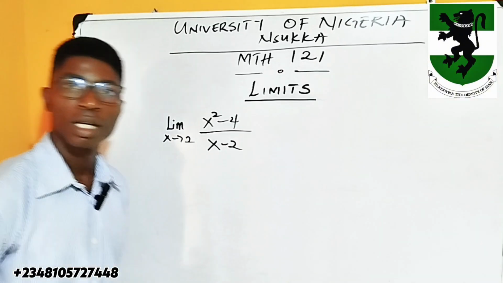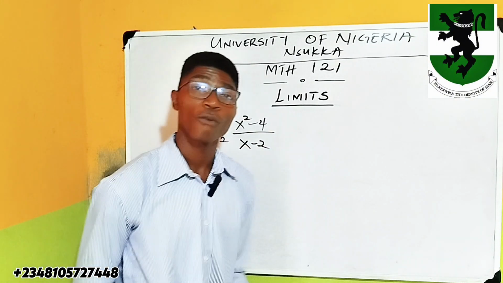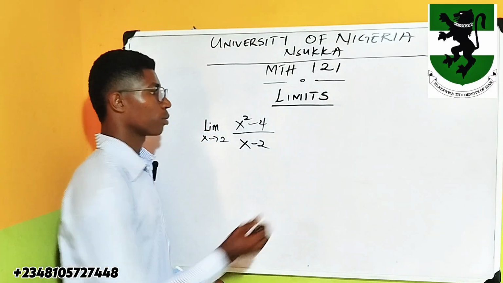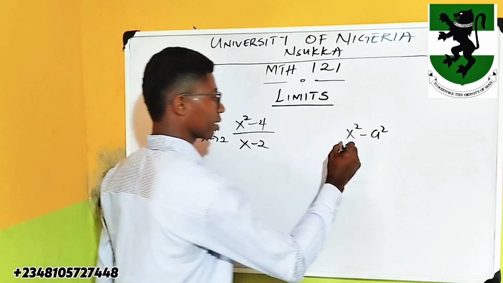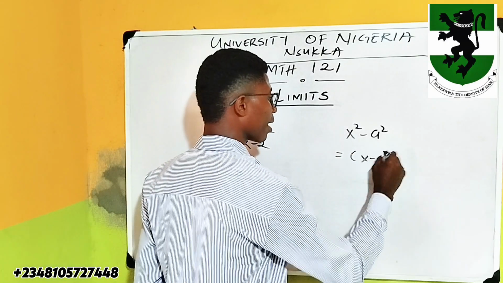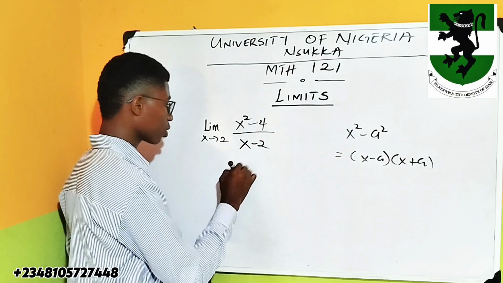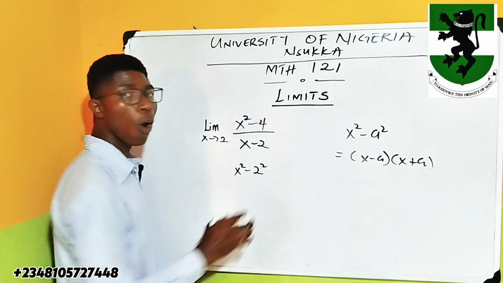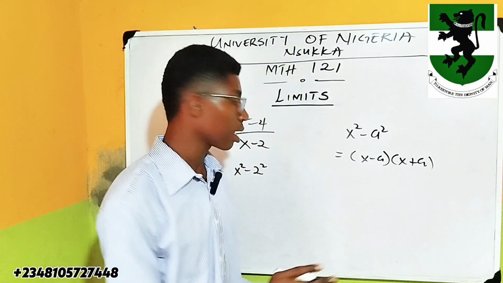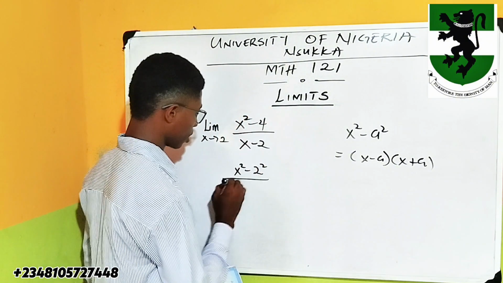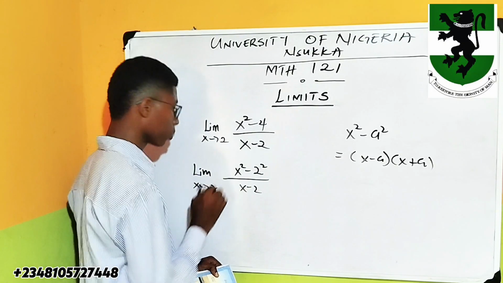Now we are going to solve this by the method of differences of two squares. Recall that x squared minus a squared can be rewritten as (x minus a)(x plus a). So we can write this as x squared minus 2 squared, because 4 is a perfect square. 2 times 2 is 4, hence 4 is a perfect square, all over x minus 2 as the limit as x approaches 2.